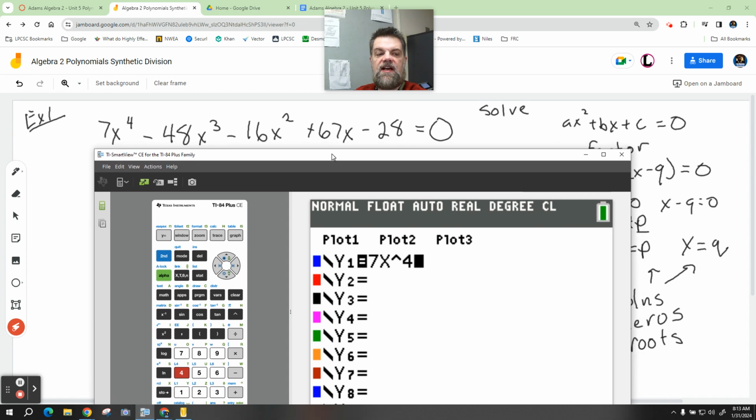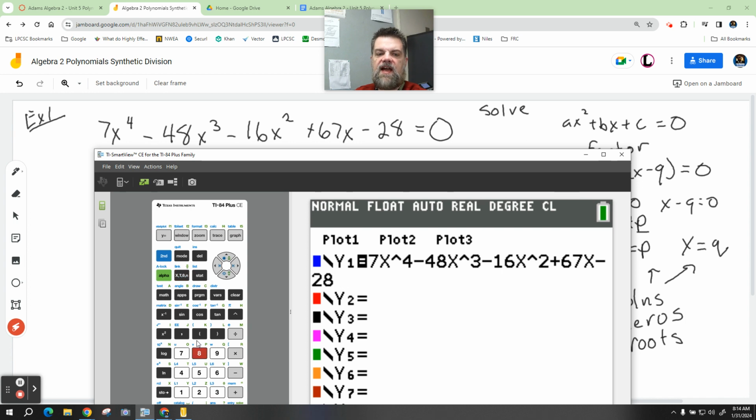All right, so now we do the next term. So I'm going to say minus, subtract 48x caret symbol to the 3. Okay? Then I want everybody to plug this in your calculator. Make sure you get the practice, okay? You need to get the practice. Then the next term is minus 16x raised to the 2. And then I hit plus 67x minus 28.